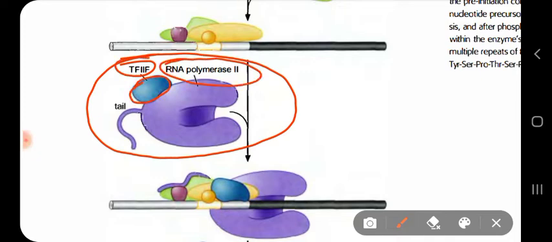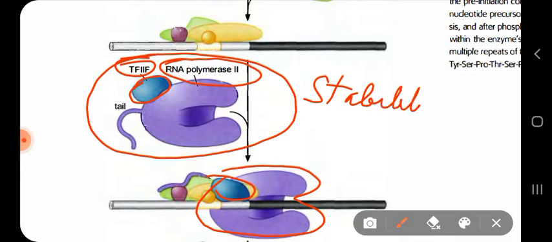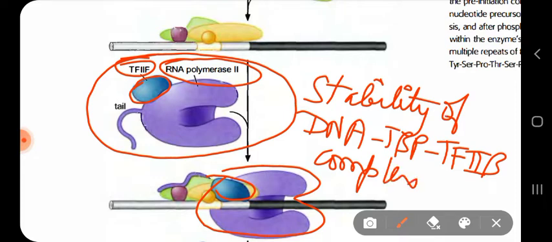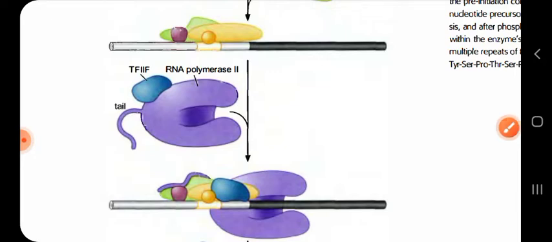Now when TF2F associates with the RNA polymerase 2, it causes stability. It causes stability of what? It causes stability of the DNA TBP and TF2B complex. Okay, just this function is done by TF2F.